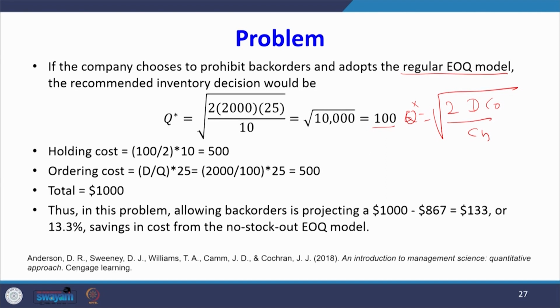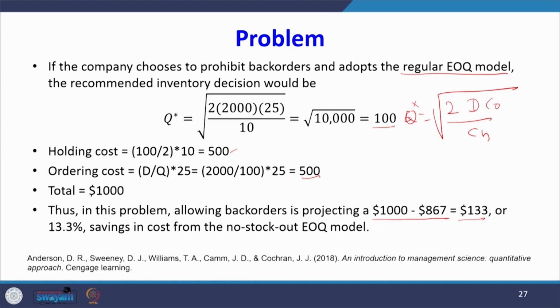For the 100 units, we can find out the holding cost. What is the holding cost? Average inventory Q by 2 multiplied by per unit holding cost. So, annual holding cost is 500. Annual ordering cost is number of orders multiplied by ordering cost. So, number of orders is 2000 upon 100 multiplied by 25, that is 500. So, the total cost is 1000. Now, you see in this problem, allowing back order is projecting how much? $1000 minus 867, 133 or 13.3 percent saving in cost from the no stock out EOQ model.